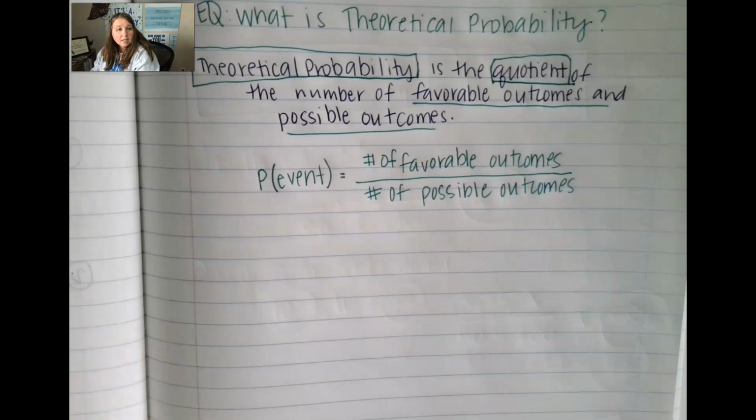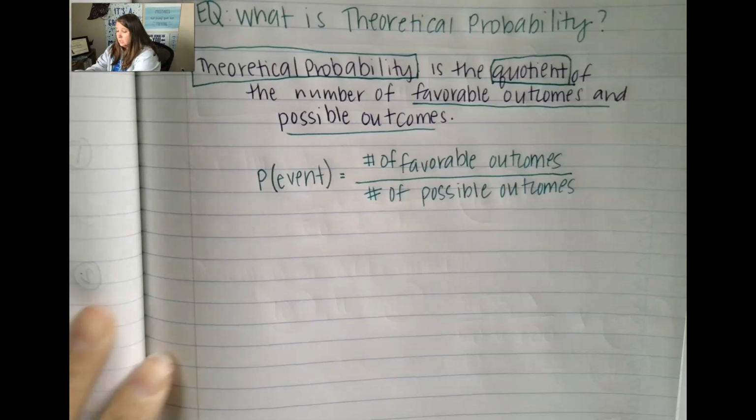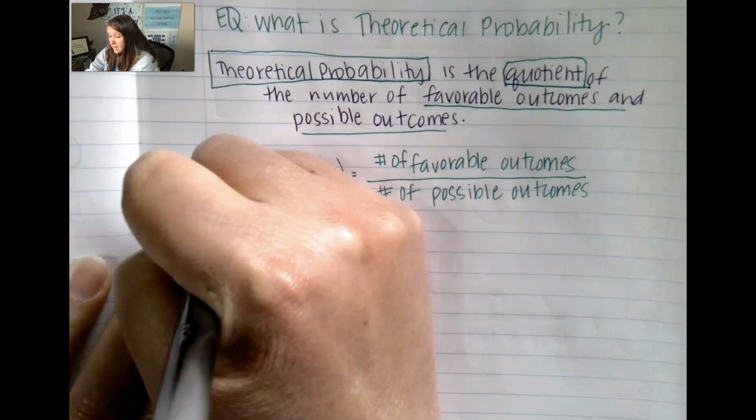So let's go ahead and look at an example so we can see this in action. The experiment is randomly choosing one letter. The event is choosing a vowel. So how many times could you choose a vowel from the pile? So let's look at example 1.